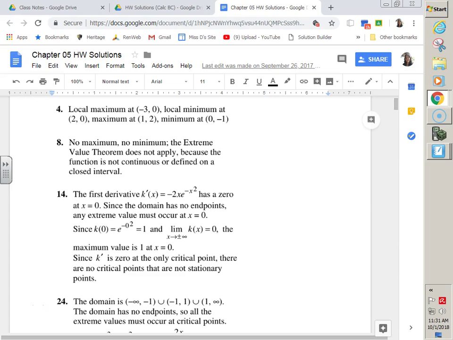PS in number 8, just because EVT doesn't apply doesn't mean there can't be a max or min. There just happened to also not be a max or min, based on the behavior of the function.